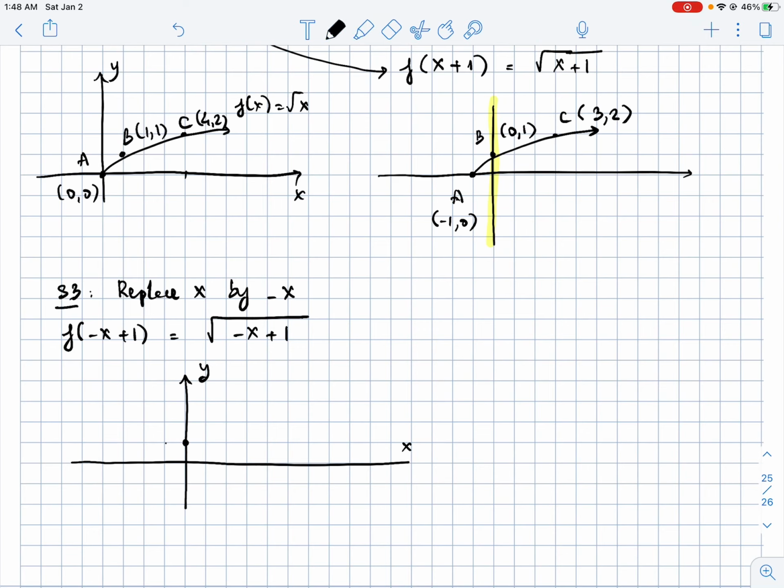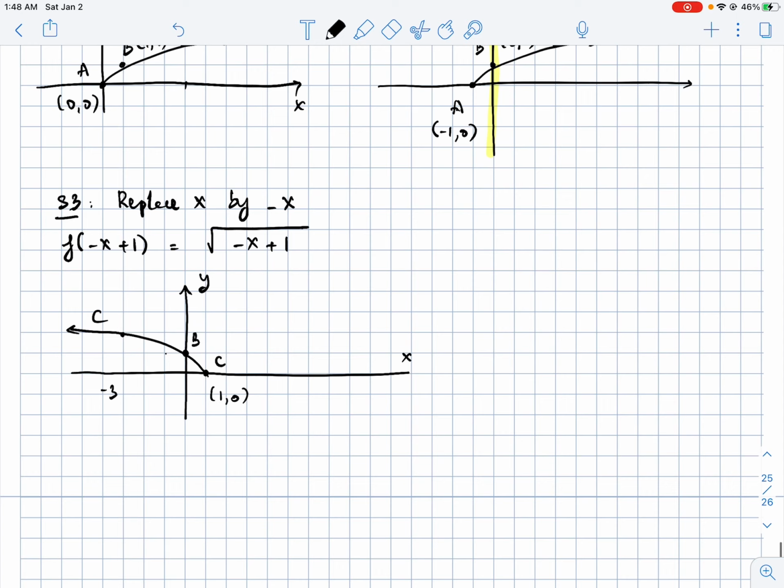So go back to step number 2. This is like a mirror. Then the B will be the same. The A will move to 1, 0, and the C will be at negative 3, 2.